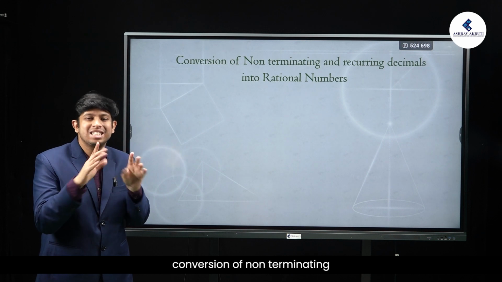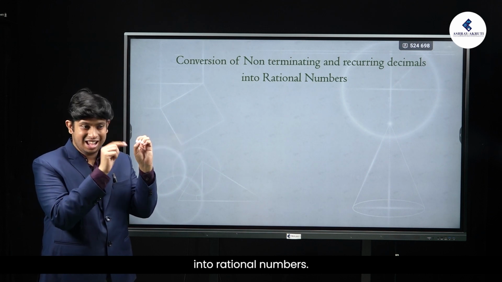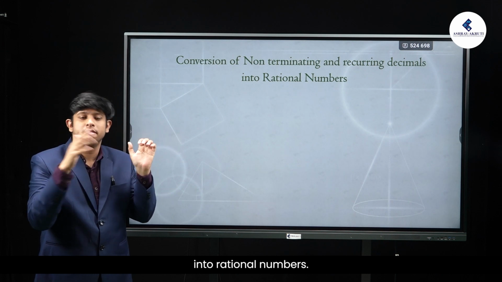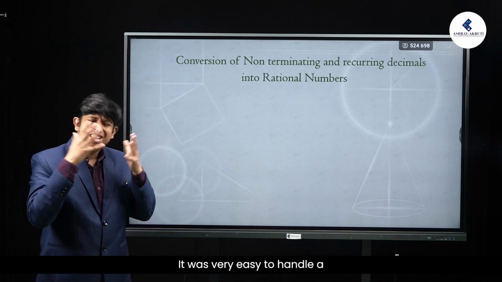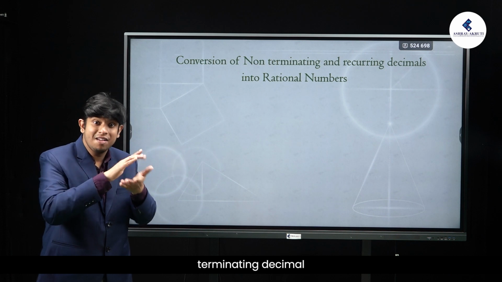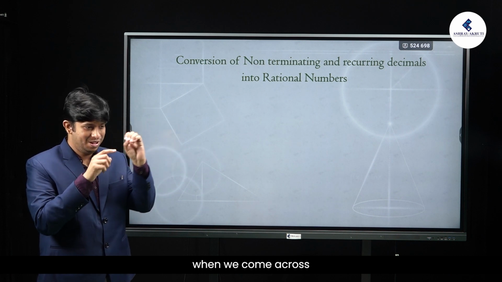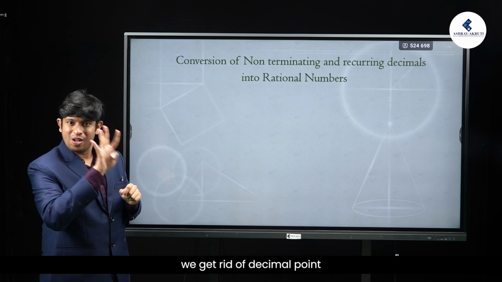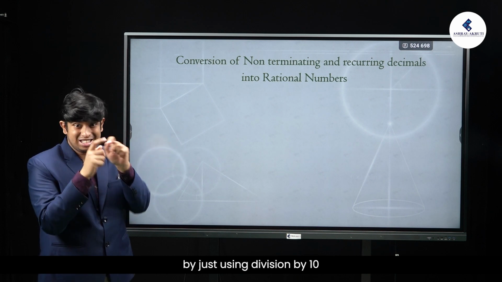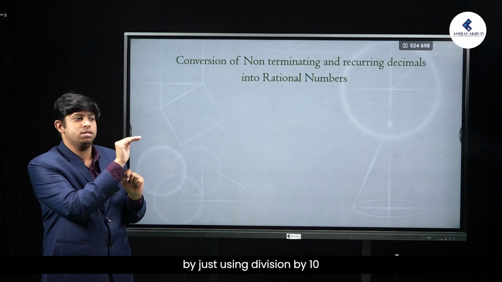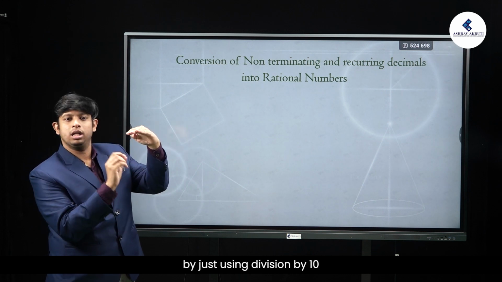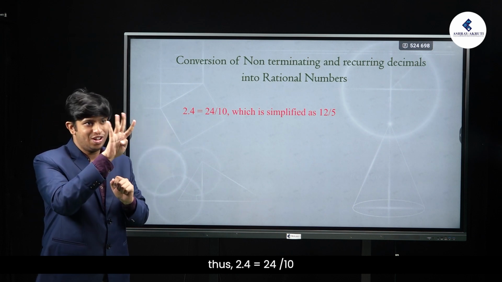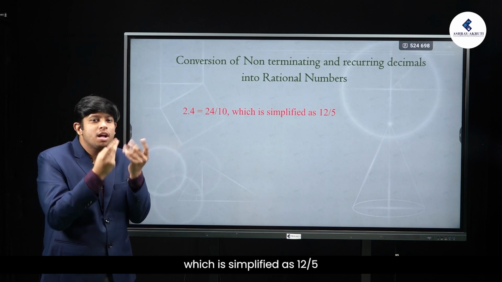Conversion of non-terminating and recurring decimals into rational numbers. It was very easy to handle a terminating decimal. When we come across a decimal such as 2.4, we get rid of the decimal point by just using division by 10. Thus, 2.4 is equal to 24 by 10, which is simplified as 12 by 5.